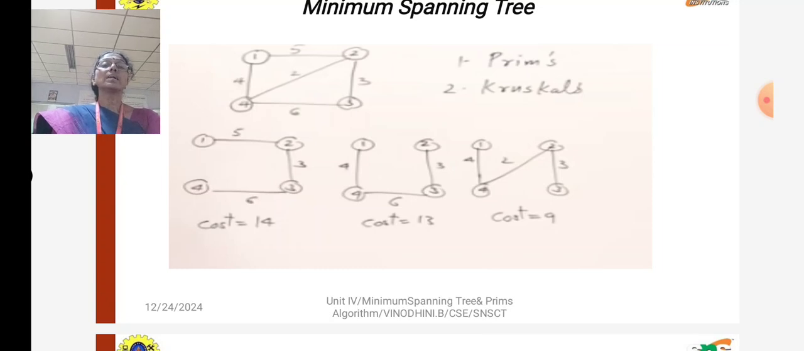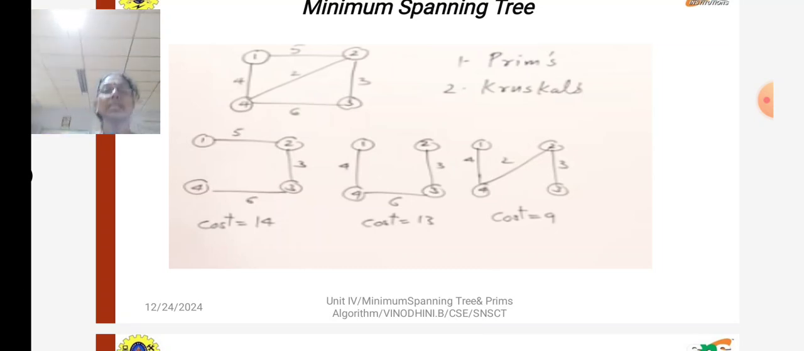For the given graph, we have to find the three spanning trees. What is a spanning tree? It is a set of connected edges covering all the vertices, and it should not form cycles. For the three possible spanning trees, we have to find the cost. Cost is the sum of all the weights of the edges. Among the three spanning trees, the one with the minimum cost is the minimum spanning tree of the given graph. So the third one is the minimum spanning tree.